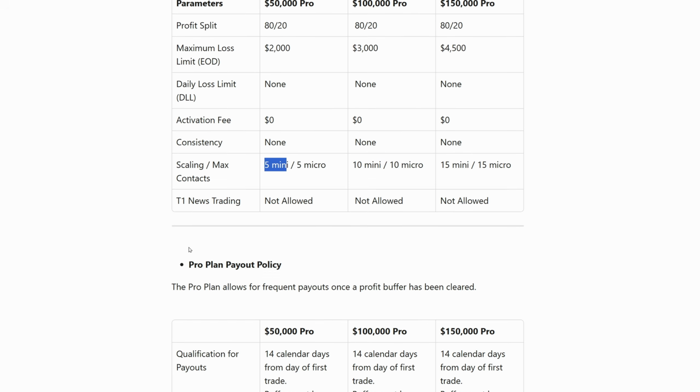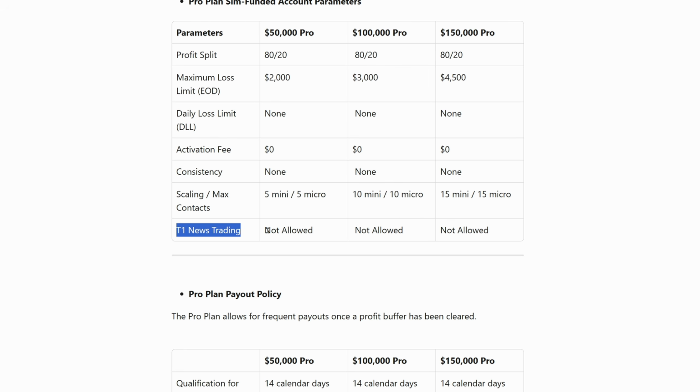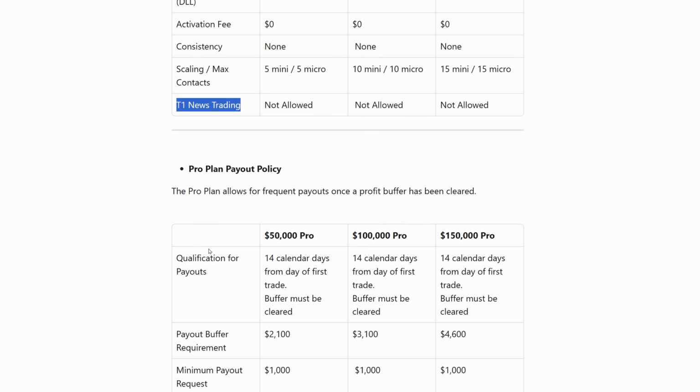Now, if we also look at tier 1 news events, they're not allowed. So there's no tier 1 news event allowed. Now we look at the payout policy. This is going to be drastically different, where in the core, in the scaling plan, you had to make X amount of dollars per day for 5 days to be eligible for a payout. Well, now in the pro plan, you can actually request a payout every 14 days, not every 5, every 14 days. Now, there is a buffer requirement.